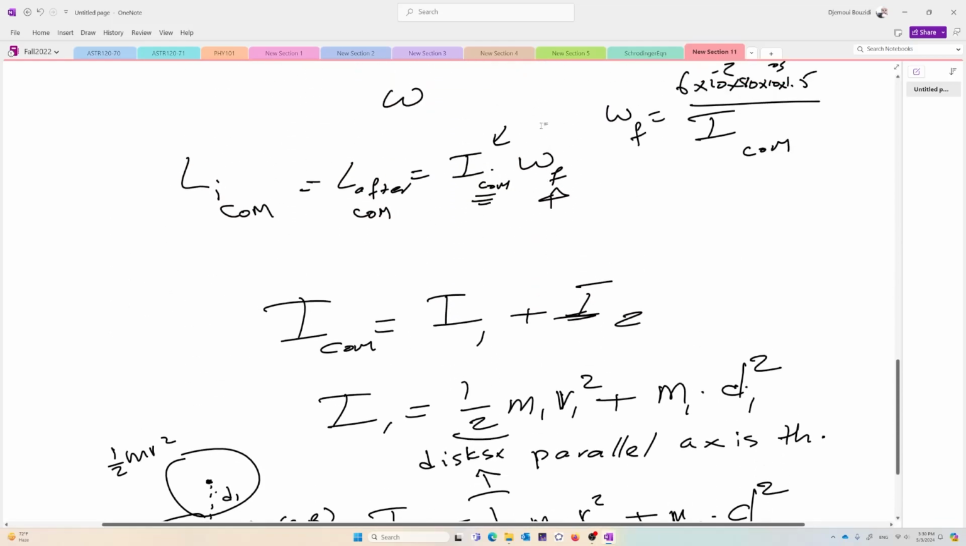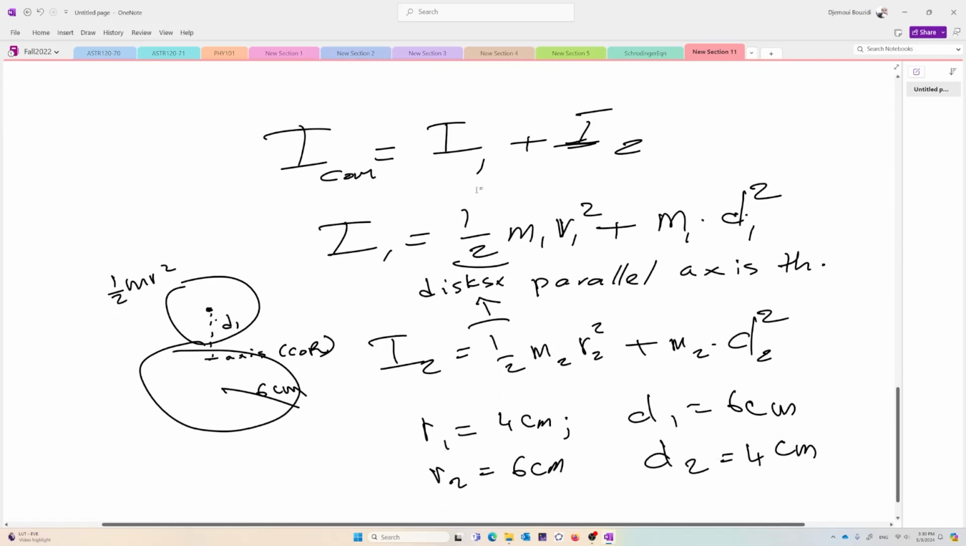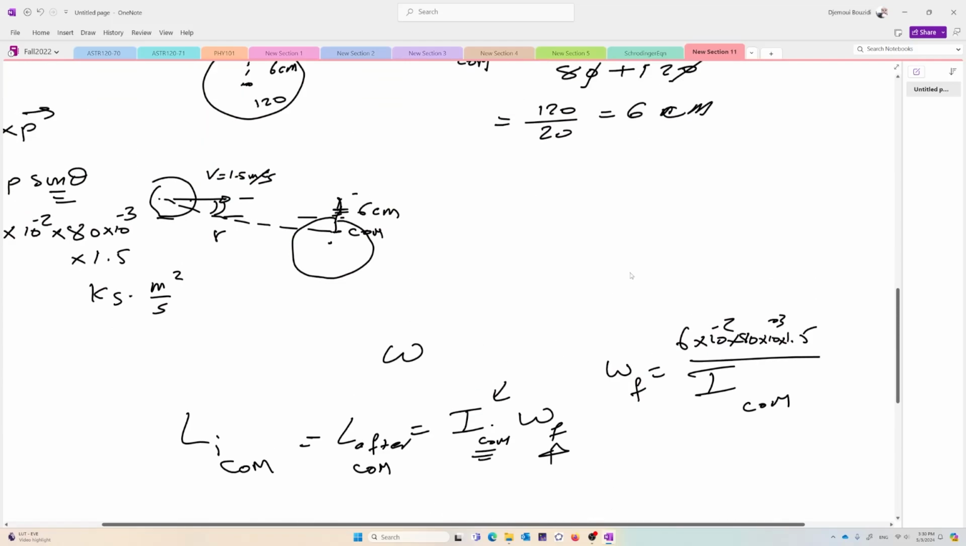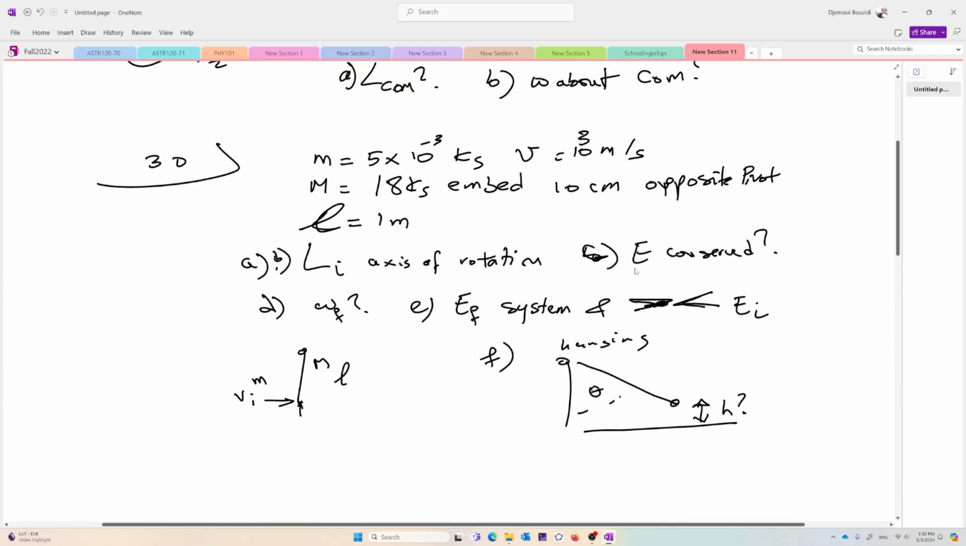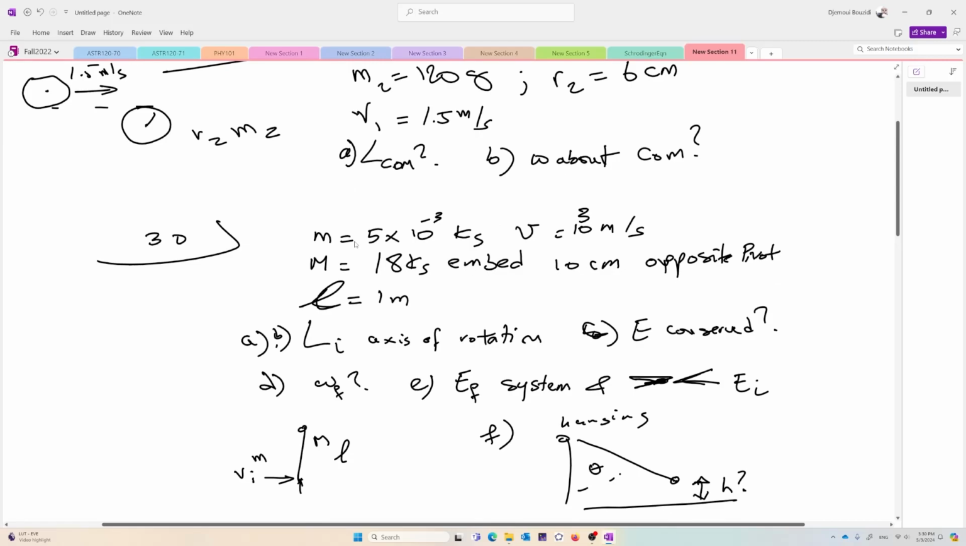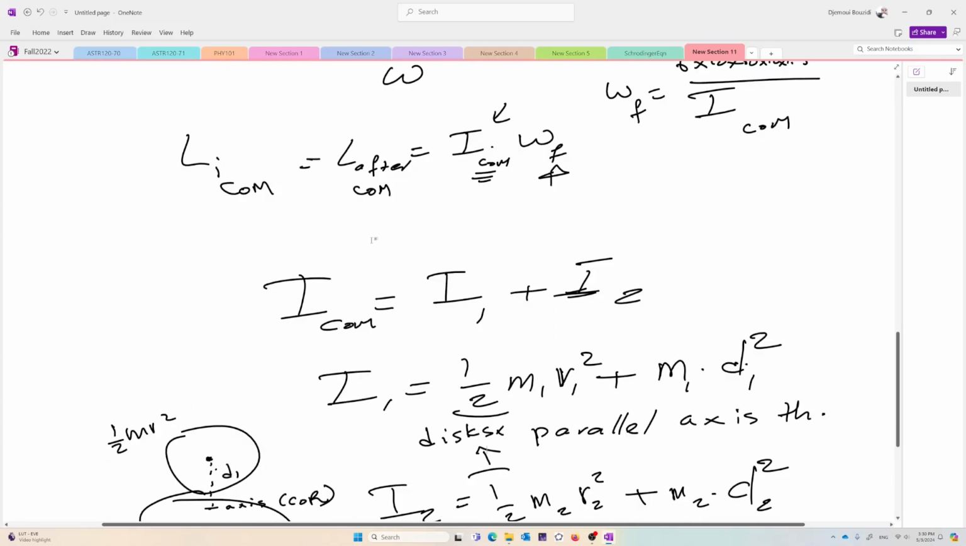So hopefully this fixes this problem. Once you find, of course, the I, you're going to plug it into this expression, and you're going to find omega f. Okay, this is one problem. Problem 2, okay? It gave you the mass of a, so let me draw the problem 2.